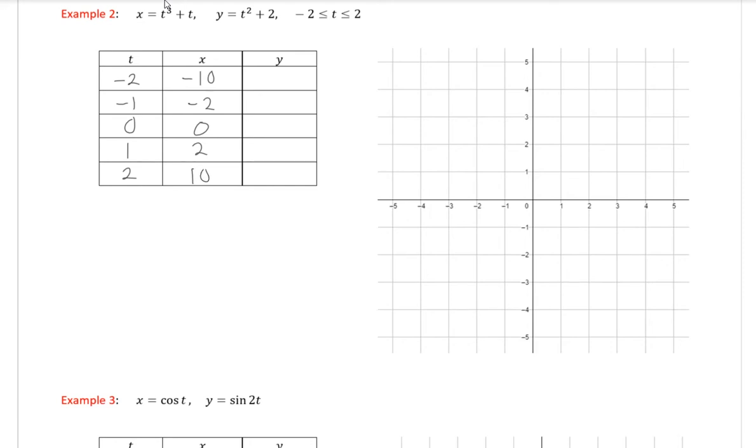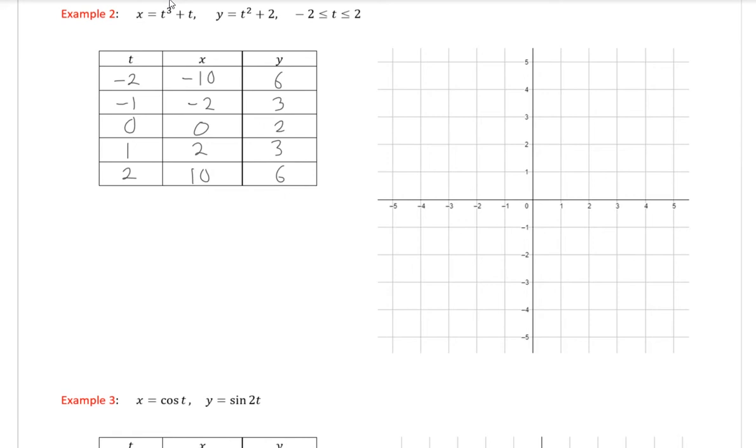For y, negative 2 squared is 4 plus 2 is 6. Negative 1 squared is 1 plus 2 is 3. 0 plus 2 is 2. And I'm going to get the same things again, 3 and 6. So those points are relatively simple to do.